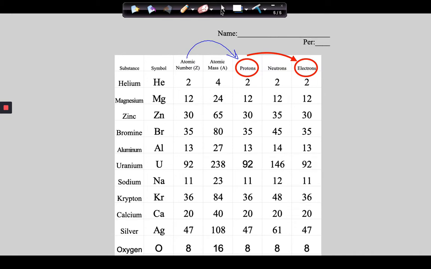Guys, today that's going to change. So the first thing we're going to talk about is what happens if the number of protons and electrons are not the same. And we'll discuss how we think about that. Then, guys, the second thing that we're going to talk about today is actually focusing on the atomic mass.